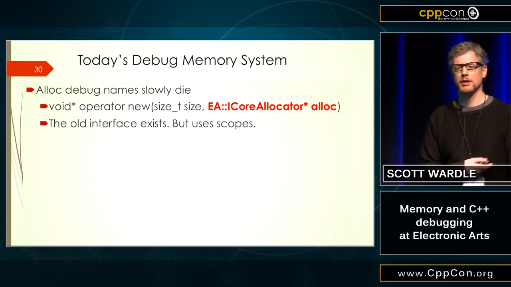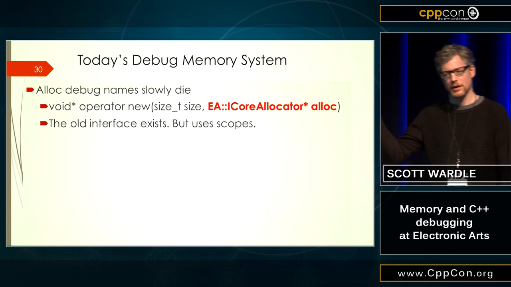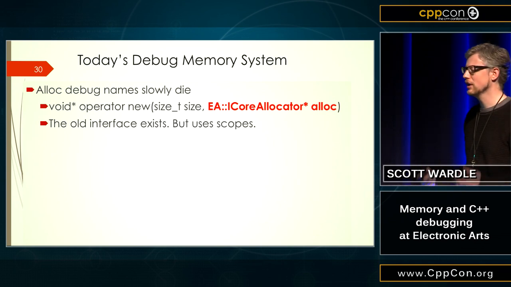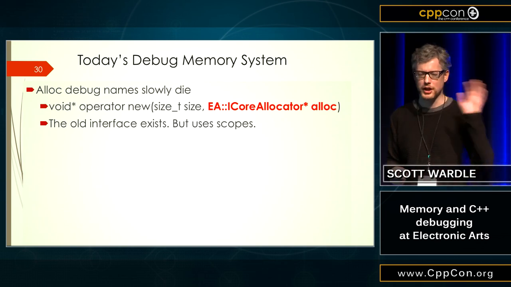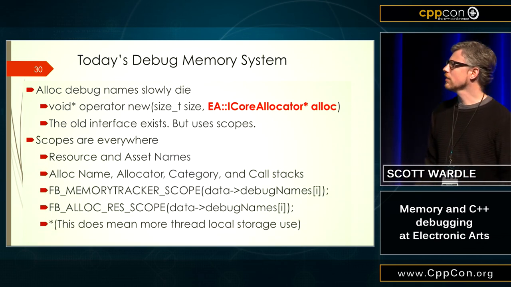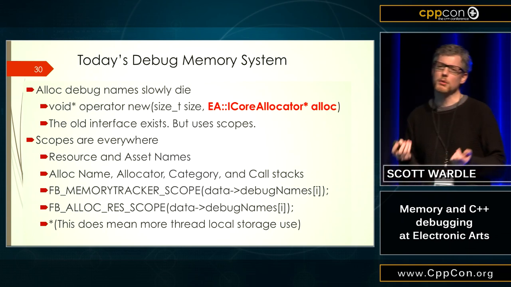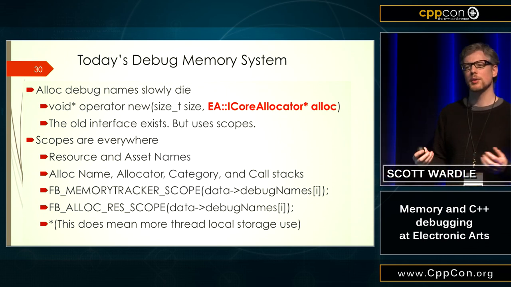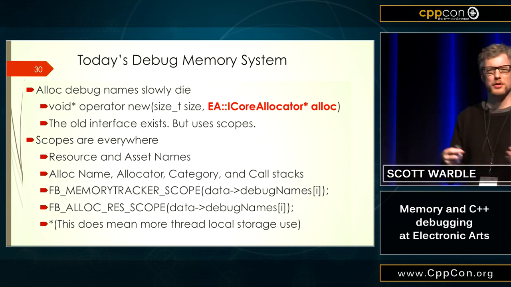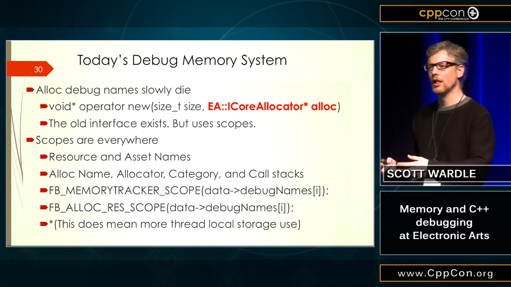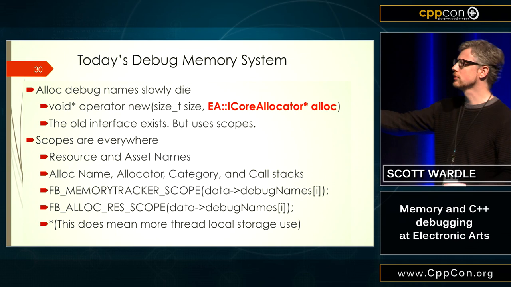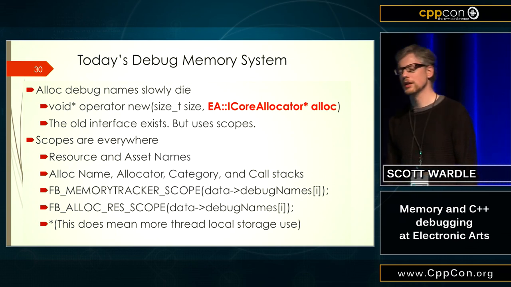So one thing that started happening around this time is that people started throwing out the debug name. It started not necessarily being the way we wanted to solve problems. We still passed in an ICoreAllocator pointer everywhere, so we still had our polymorphic allocator everywhere. But we wanted to associate a lot more data with our allocations, not just a debug name. Before, we would associate a debug name, and if we loaded a file, we might make the debug name equal to the file, but we couldn't tell that it was a resource or that it came from this resource. And with scopes, we could. So scopes is maybe the way we should go.